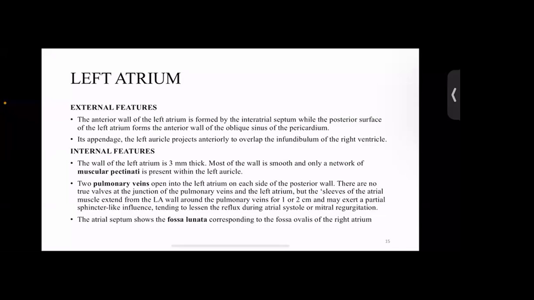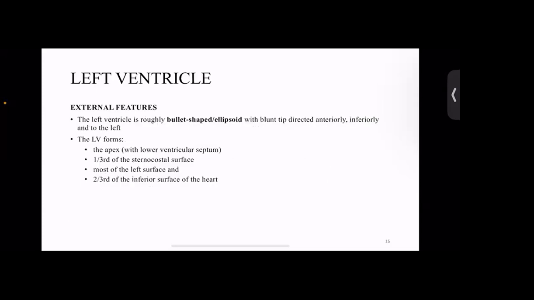There are no true valves at the junction of the pulmonary veins and the left atrium, but the sleeves of atrial muscle extended from the left atrial wall around the pulmonary veins for about 1 to 2 centimeters and may exert a partial sphincter-like influence, tending to lessen the reflux during atrial systole or mitral regurgitation. And then the atrial septum shows the fossa lunata, which corresponds to the fossa ovalis of the right atrium.